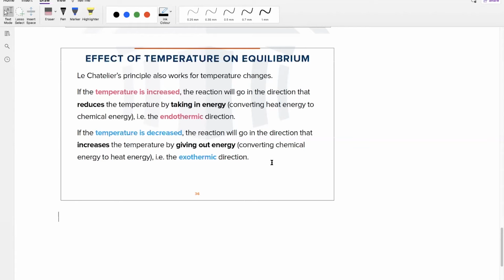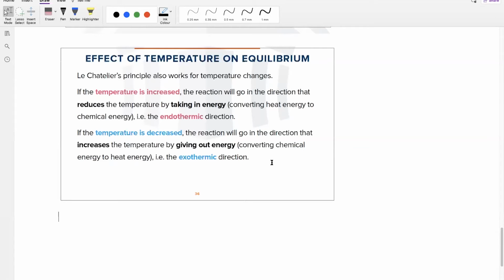These things in the bracket, they're just in case you're interested. You don't need to specify which direction energy changes are going. So temperature is easy. You give them more kinetic energy, so they absorb it. And if you take energy away from them, they try to release it. So in either way, it's going to go towards the side that is opposite to what you did. You increase the temperature, it's going to decrease it by going to endothermic. You decrease the temperature, it's going to increase it by going into the exothermic side. So that is the effect of temperature on equilibrium.